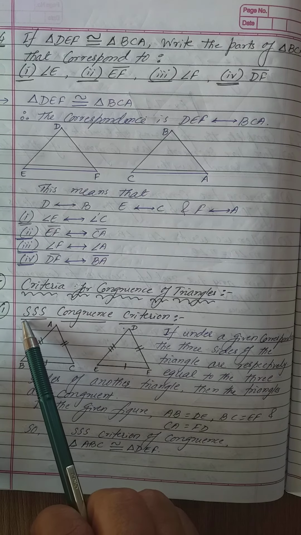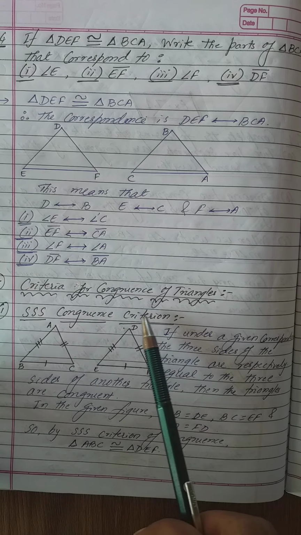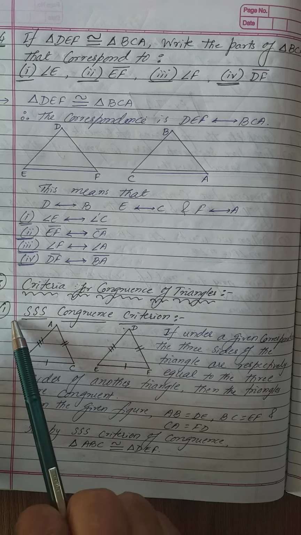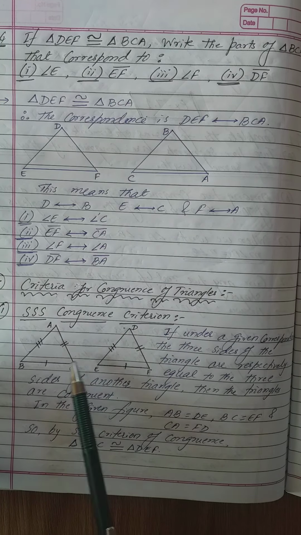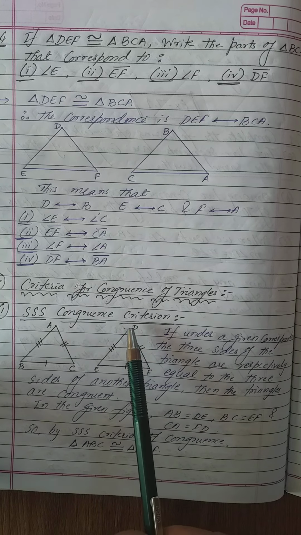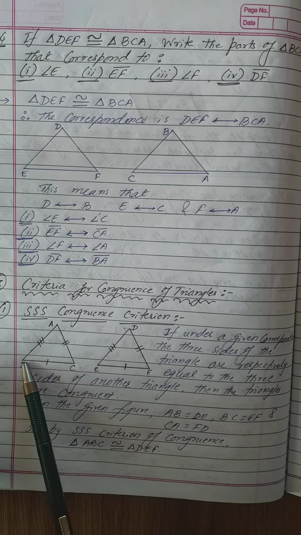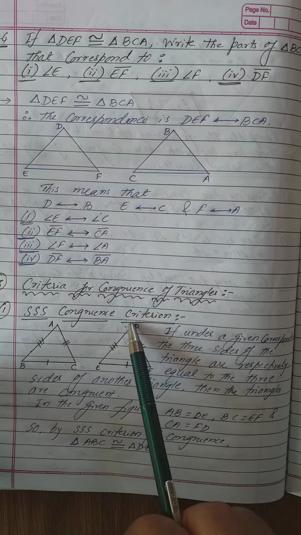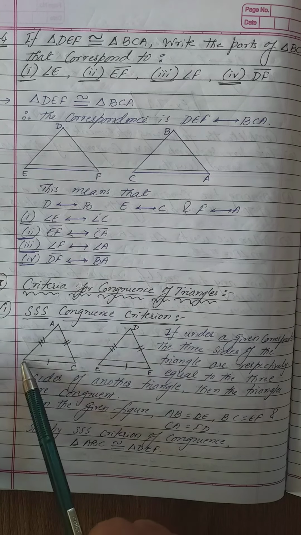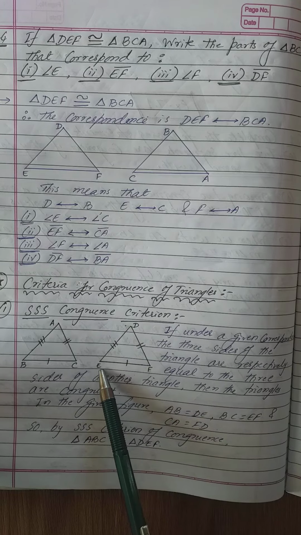First one is SSS congruence criteria. That means side congruence criteria. Here you can see 2 different triangles have been drawn, triangle ABC and triangle DEF. Line segment BC is equal to line segment EF. Line segment AC is equal to line segment DF. Line segment AB is equal to line segment DE.